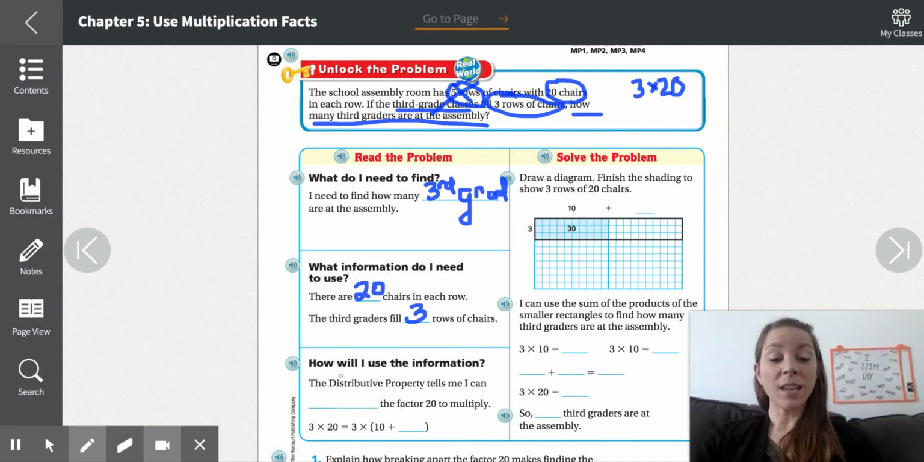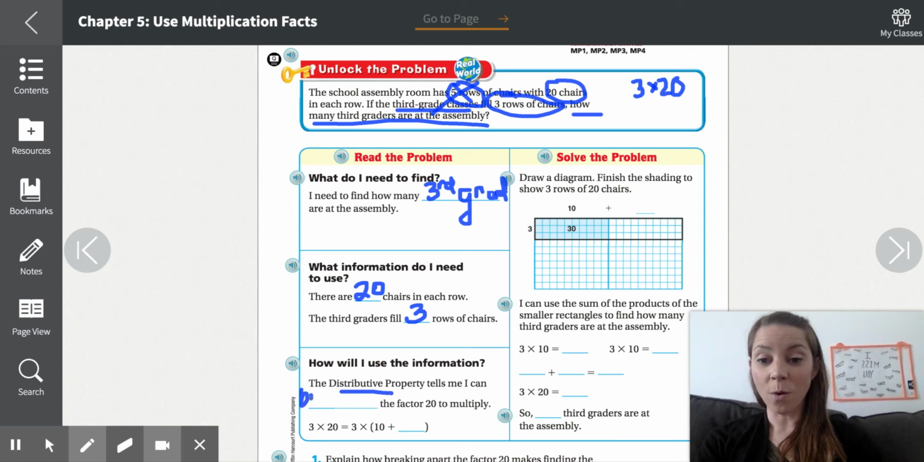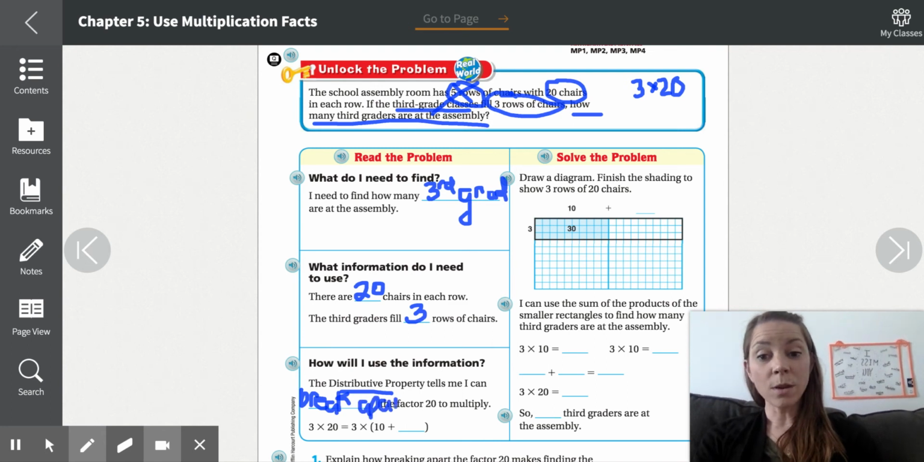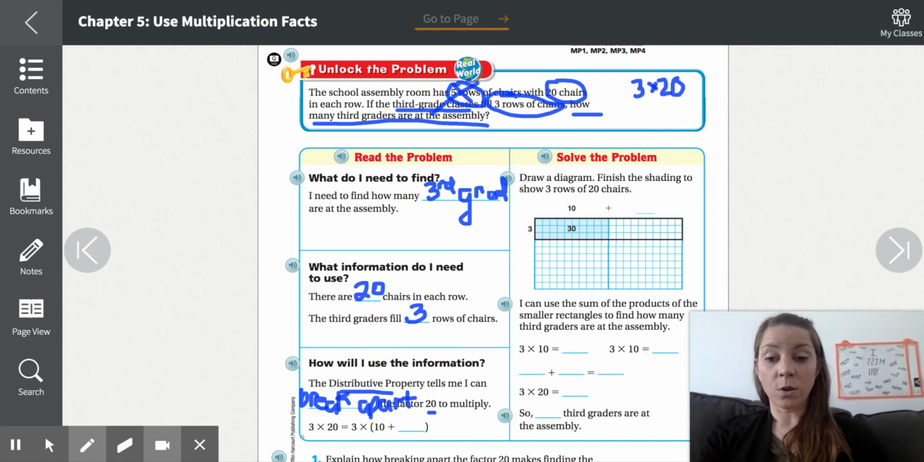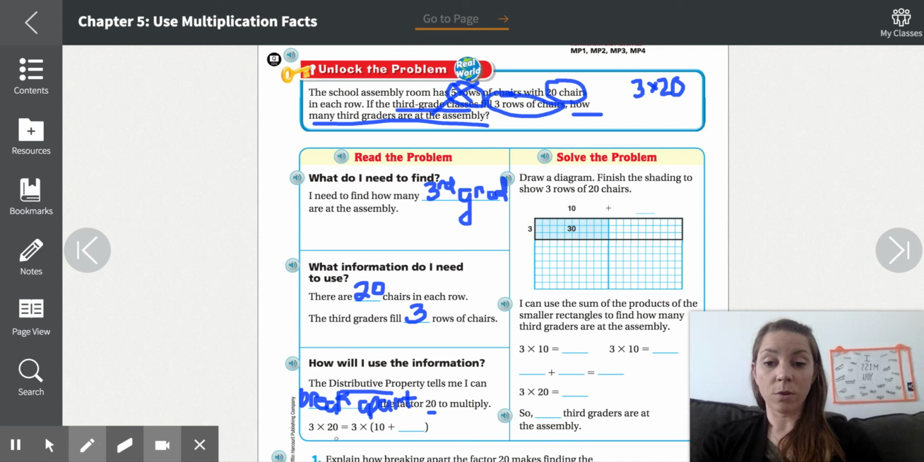So today we're going to use the distributive property because it tells me I can break apart the factor 20. Do you remember that about the distributive property? Okay, so the distributive property is nice because it says if a number is too tricky for you to multiply by, you can break it apart. So I'm going to break apart the number 20. So here's my original multiplication problem, 3 times 20.